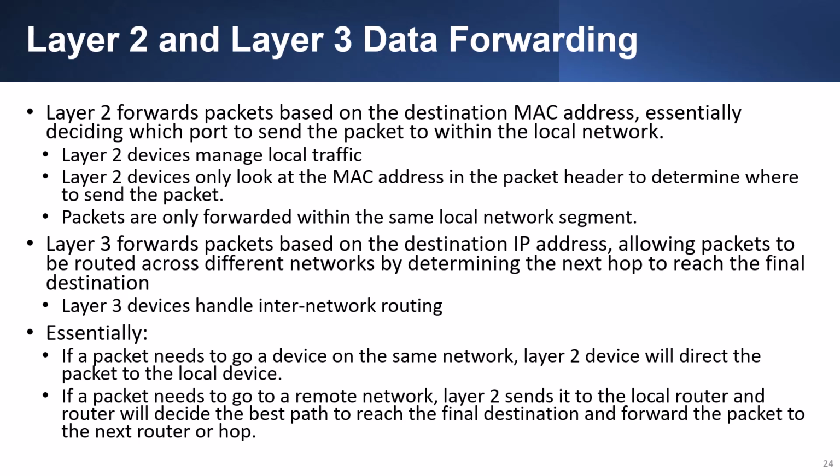Layer 3 forwards packets based on the destination IP address, allowing packets to be routed across different networks by determining the next hop to reach the final destination. Layer 3 devices handle inter-network routing. A Layer 2 device will direct the packet to the local device. If a packet needs to go to a remote network, Layer 2 sends it to the local router, and the router will decide the best path to reach the final destination and forward the packet to the next router or hop.